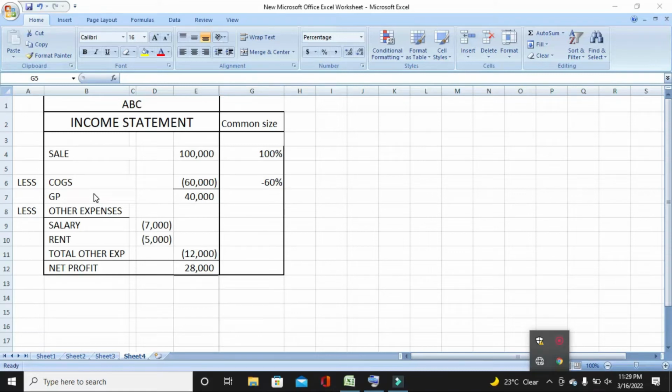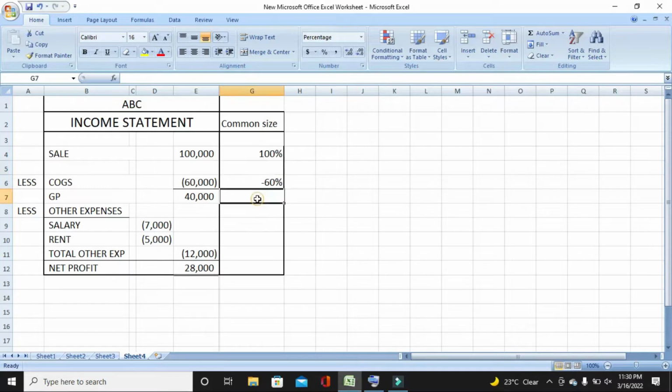Then second is GP, which stands for gross profit. Here the figure of gross profit is 40,000, and now we will see its percentage. In terms of sales, how much gross profit do we have right now? It is 40,000. Definitely, if cost of goods sold is 60%, then out of 100, 60 will be deducted, so the remaining value will be 40%.